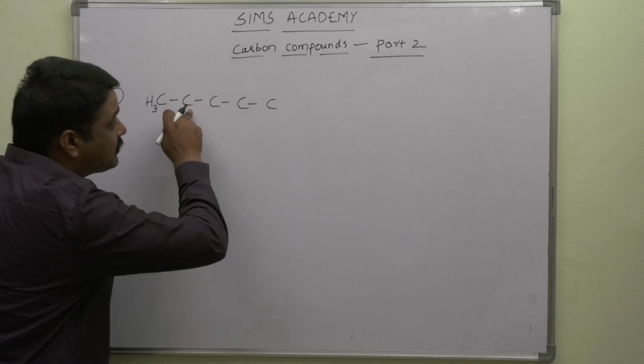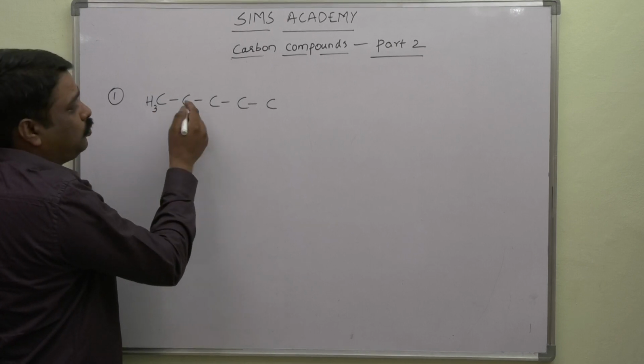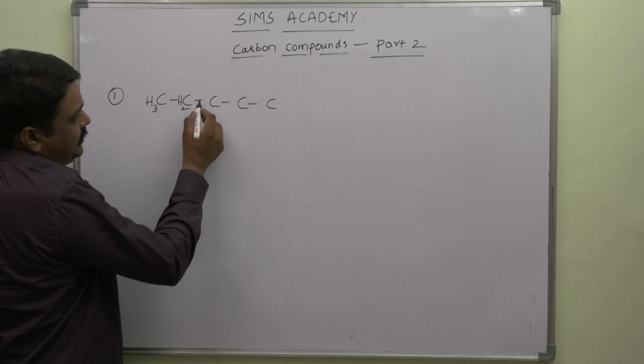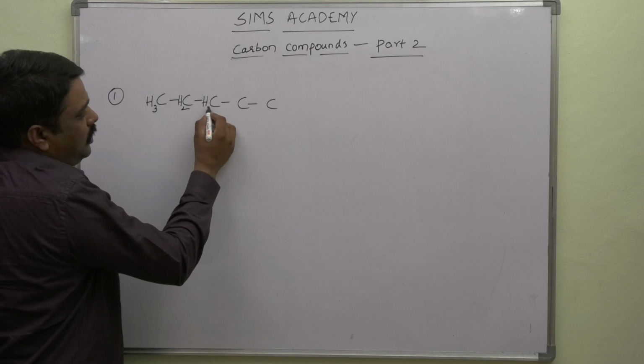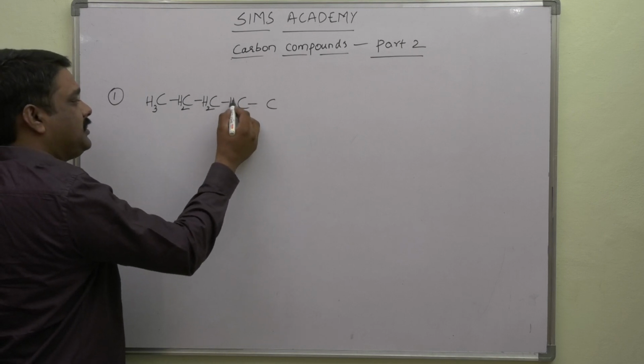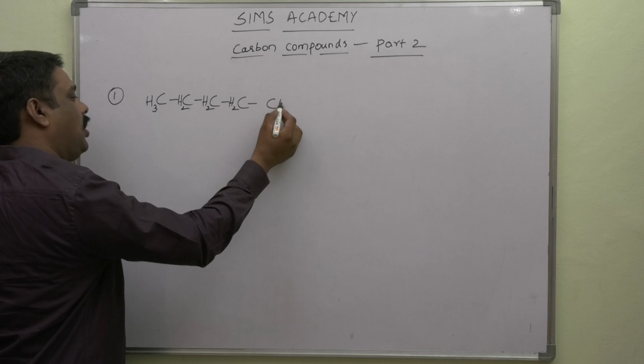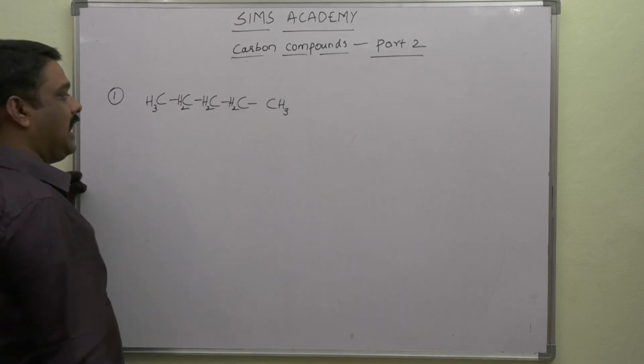Coming to this carbon, 1 and 2, remaining 2 hydrogens. 2 bonds, remaining 2 hydrogens. 1 bond, remaining 3 hydrogens.